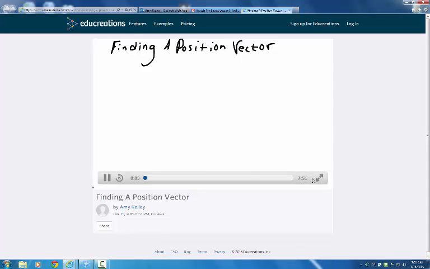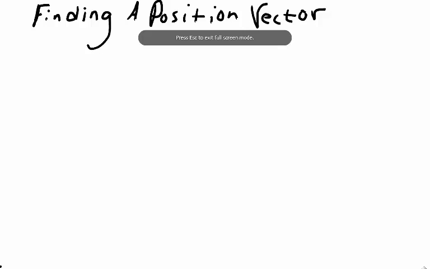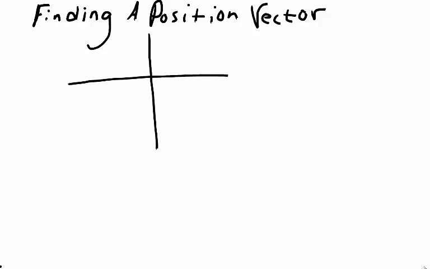In this video, we're going to talk about what a vector is and learn how to find and graph a position vector when given its initial and terminal points. At this time, we're going to work with vectors in the xy or two-dimensional coordinate plane.